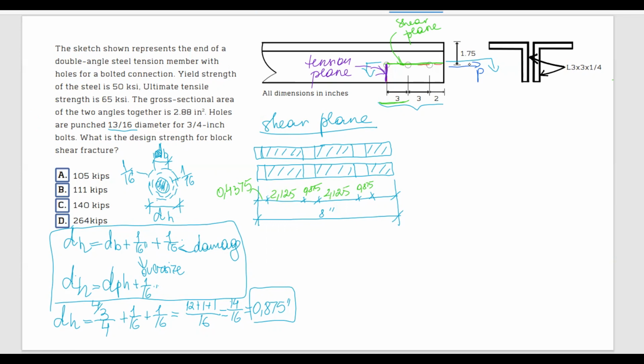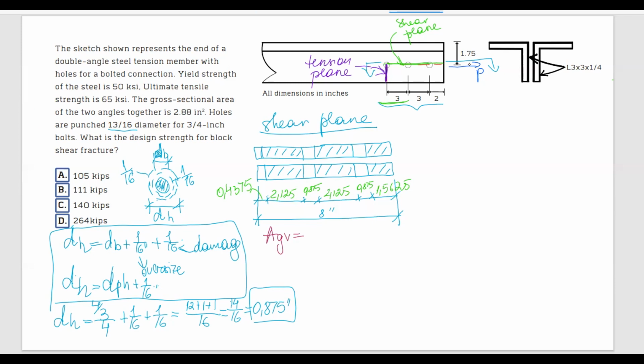And when you do that, you will get 1.5625. And now you can stop the video and just verify that all of these dimensions added together make 8 inches. And now that we have the shear plane, we can calculate the gross area for shear.